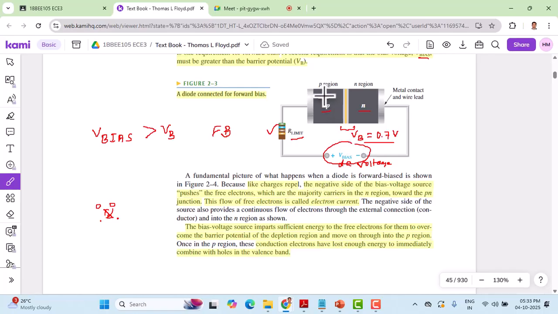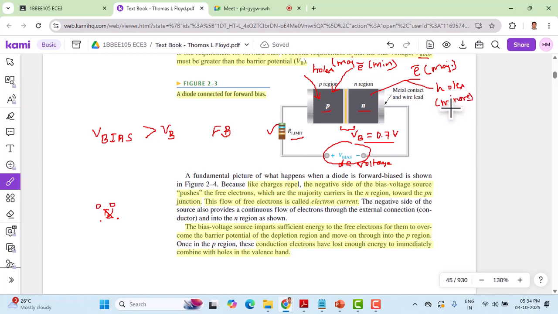Here in the P-type, the majority charge carriers are the holes, and we should see even the minority charge carriers. Here the majority charge carriers are holes and the minority charge carriers are electrons. However, in the N region, it is just the opposite. Electrons are the majority charge carriers, whereas holes are the minority charge carriers.